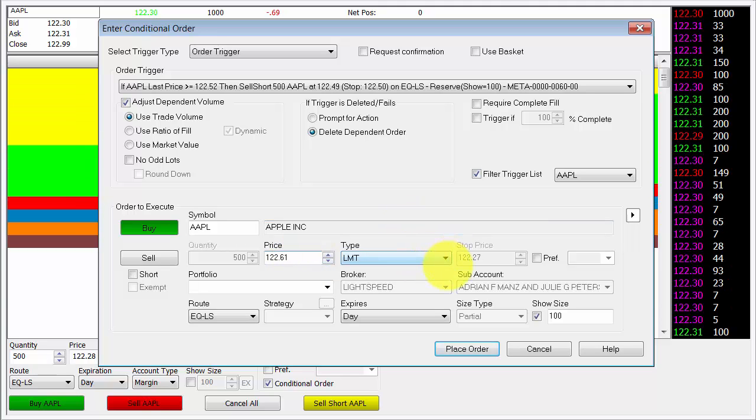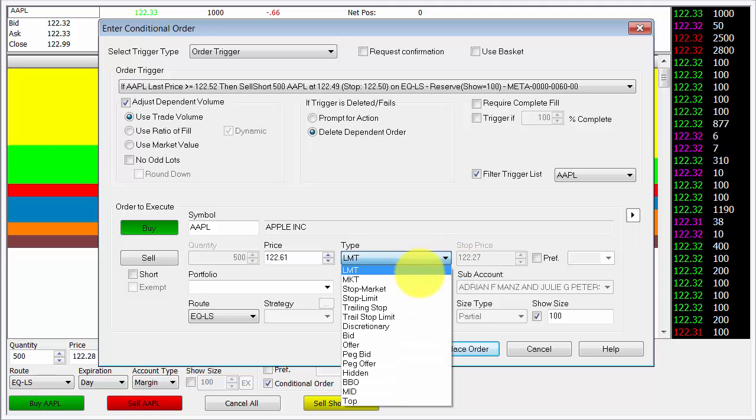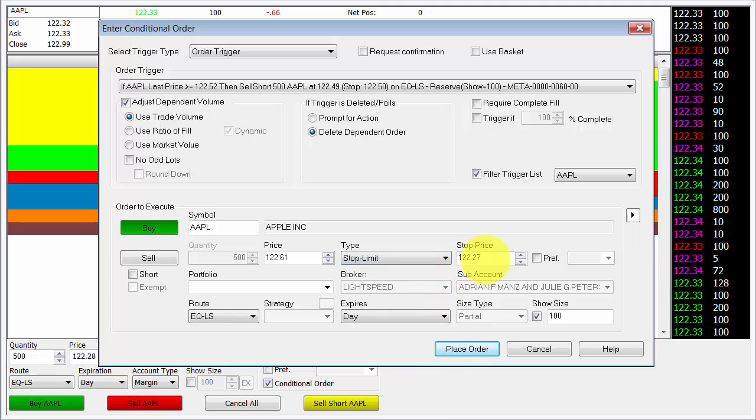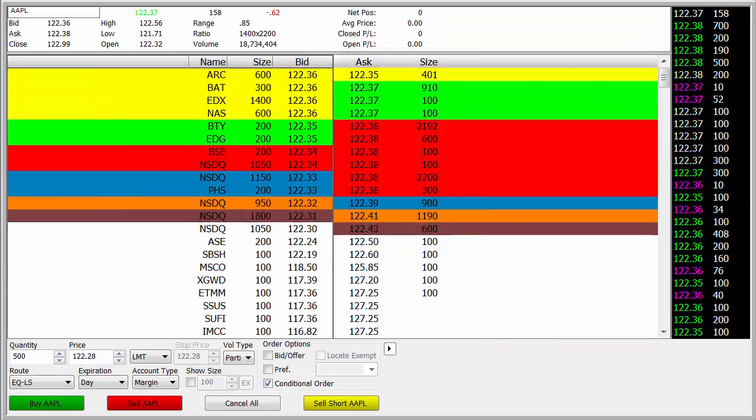122.61. And since it's Apple, I'm not going to be looking for a market order on this, although I could do a stop market. I can also do a stop limit. I can change the stop price to 122.61 and make this a marketable limit order up to 122.65. Place that order as well.